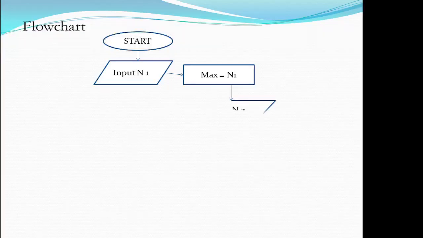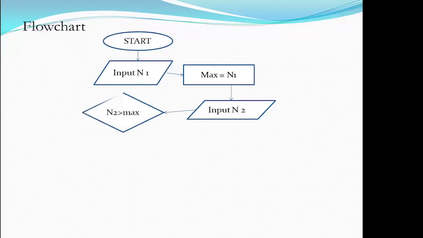We have to take n2 from the user again, an input output diagram. Then again the flow of the program arrow, direction. Then what will we do now? We have 2 numbers and the max. We have to assign this max to n1 or n2. So we have to create a condition for this. That is a diamond structure. n2 is greater than max. If n2 is greater than max, yes or true, this is the answer.